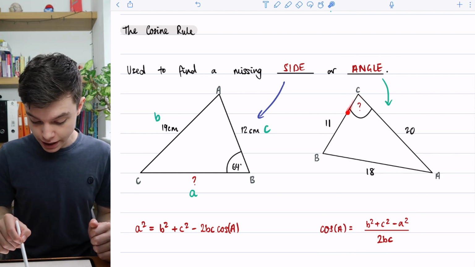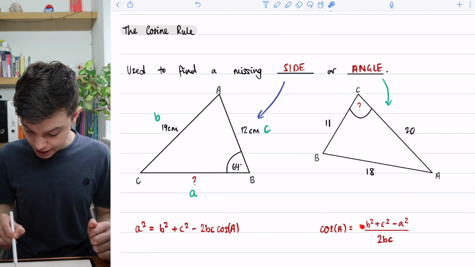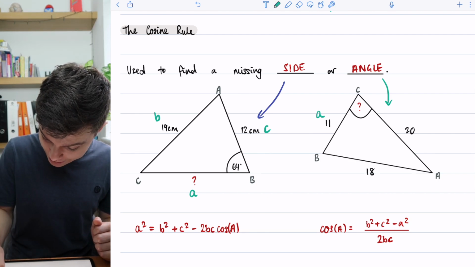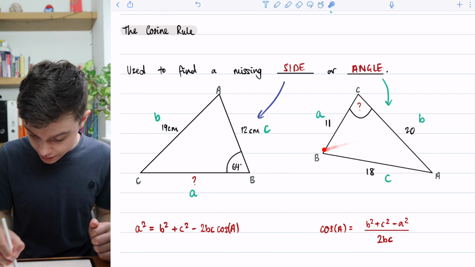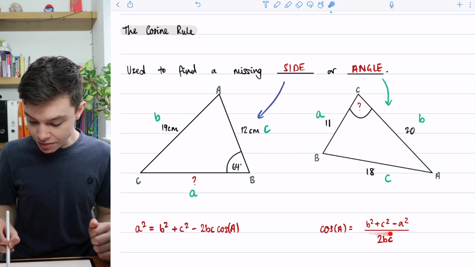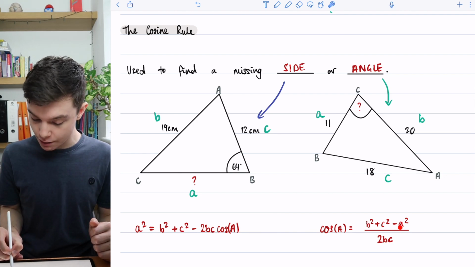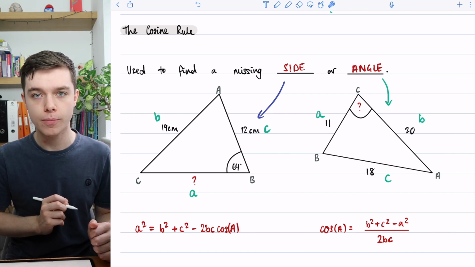So for a missing angle, you need all three sides, just like this here, because if you look at the formula, cos of A is equal to b squared plus c squared minus a squared. If we label the sides, this would be a, that would be b, and that would be c, because they're all opposite the correct angles. We need to know the lengths of all three sides, because we need b, we need c, and we need a in our formula, and then we need over 2bc on the bottom.